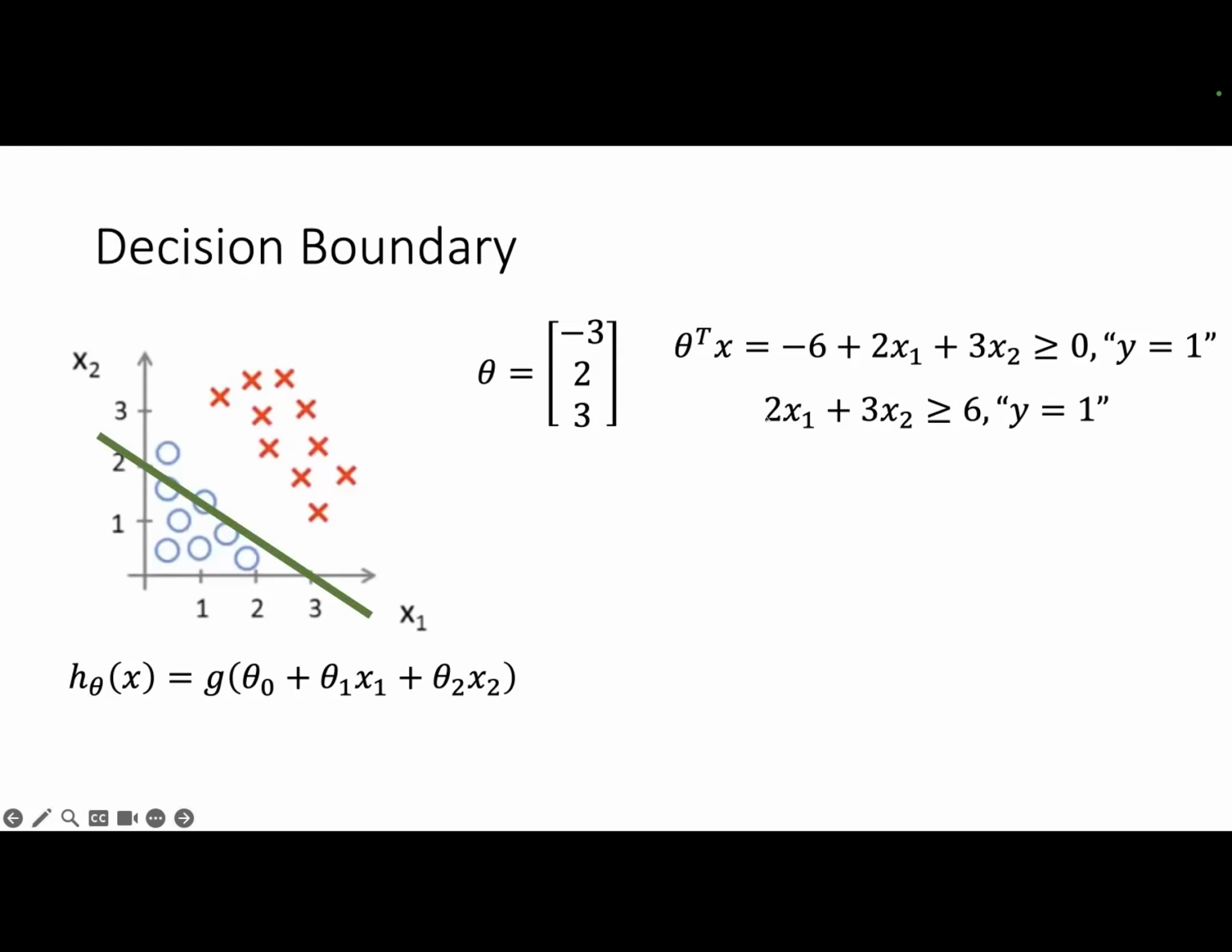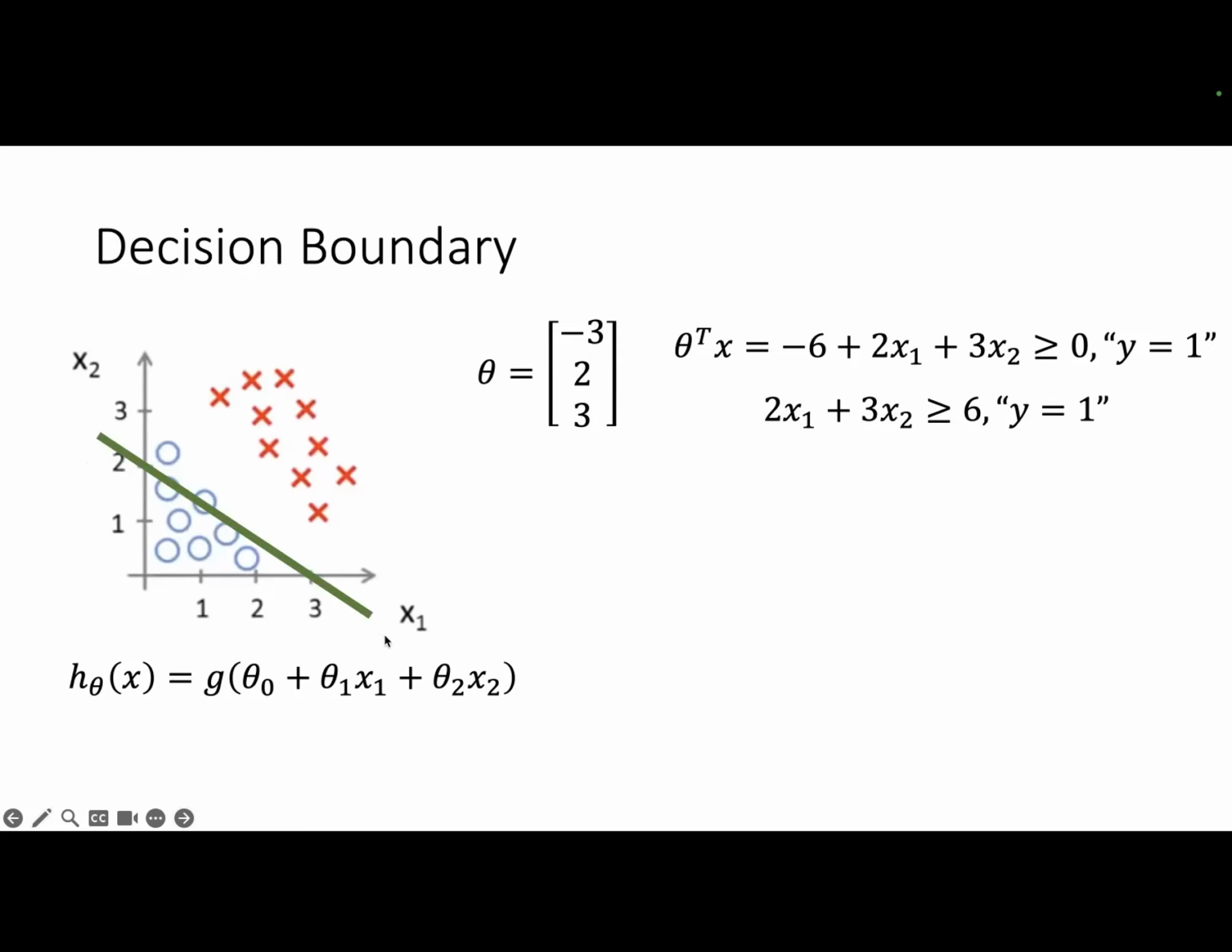It's easy to get: just set x2 to 0, then x1 is 3. Right? x1 is 3, this one. Then set x1 to 0, then x2 is 2. So x2 is 2. Okay, so you can now draw the line.